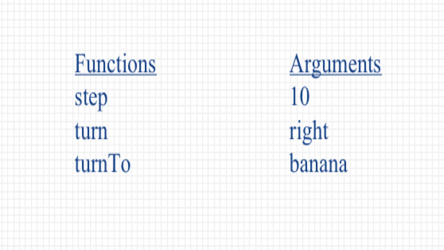Here are some past examples of simple functions we are familiar with. Step 10: step is the function's name and 10 is the argument. Turn right: right is the argument. Turn to banana: banana is the argument. In this case, the programmer who designed CodeMonkey saved us some work and already defined the actions that make these functions work. In programming, it is relatively common to use functions that someone else defined.